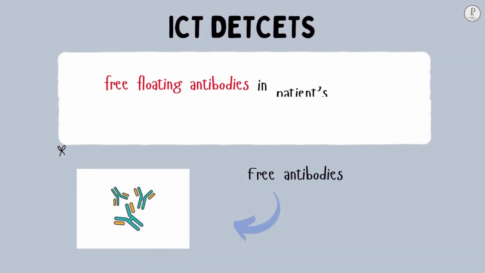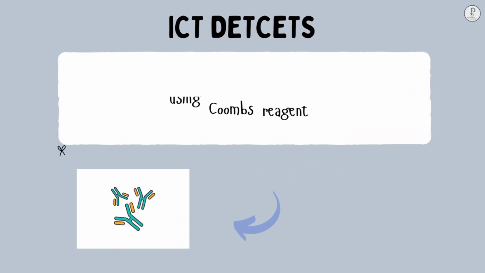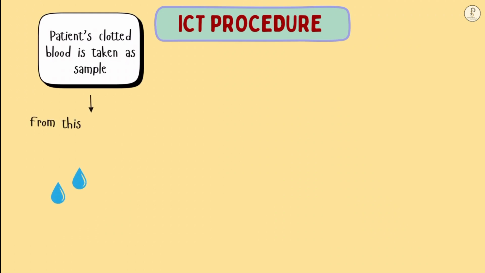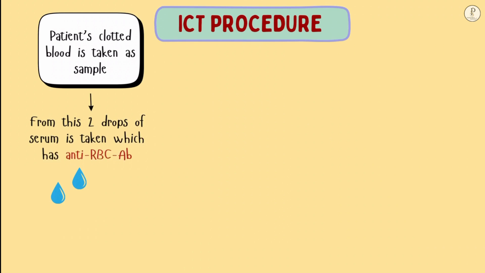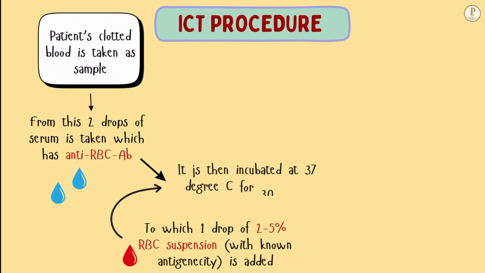ICT detects free-floating antibodies in patient serum using COOMBS reagent. ICT procedure. Patient's clotted blood is taken as a sample. From this, 2 drops of serum, which contains anti-RBC antibody, is taken, to which 1 drop of 2 to 5% suspension of RBC with known antigenicity is added. It is then incubated at 37 degrees Celsius for 30 minutes.